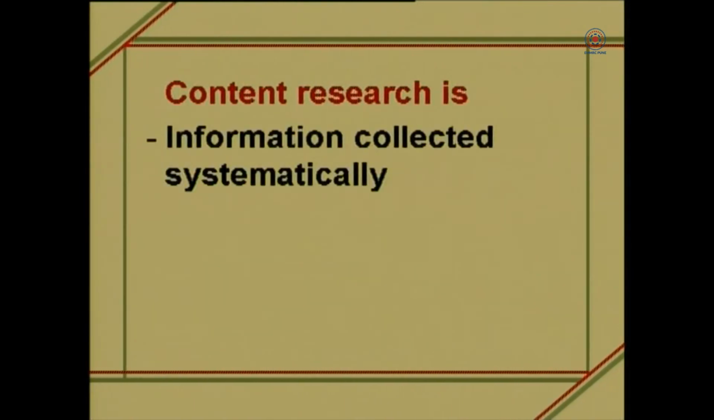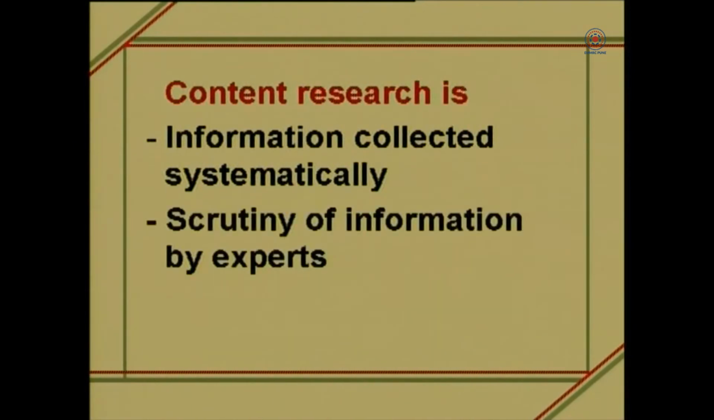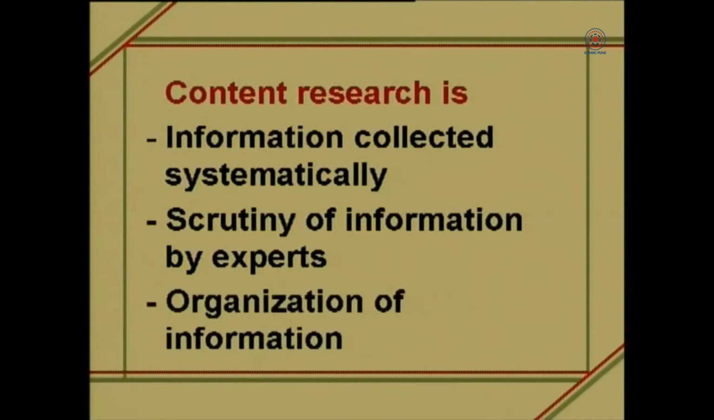We will call it research only if we collect information systematically, number one. Number two, we scrutinize the information from experts, from established sources, and number three, we organize that information. If the entire information collection process is passing through this scrutiny and rigor, then I would call it research. Otherwise, just simply collecting information does not necessarily make it to be called research. So, the third step in content research is the information based research.